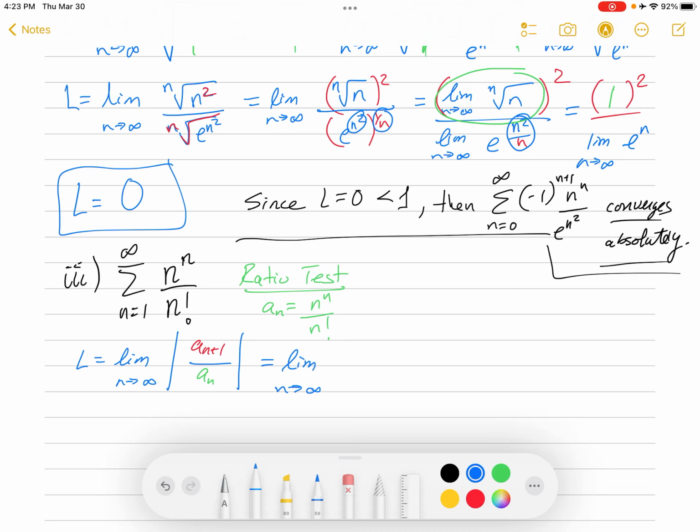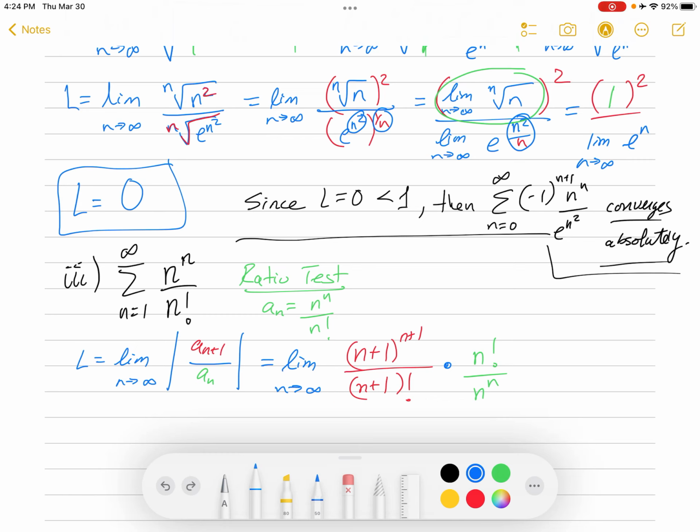So here I go. I got the limit as n goes to infinity. Now I really don't need these absolute values because everything's going to be positive, right? a_(n+1) is going to be (n+1)^(n+1) over (n+1) factorial. So that's a_(n+1). Then I have to divide, which means I'm going to actually multiply by the reciprocal of a_n. Reciprocal of a_n is n factorial over n^n.